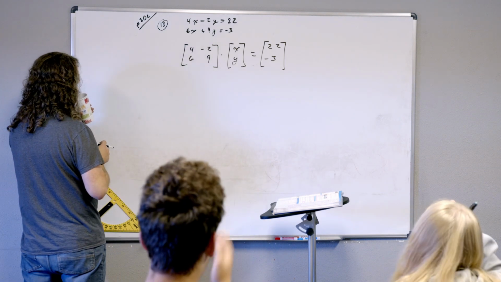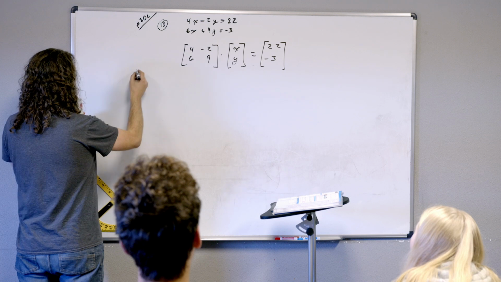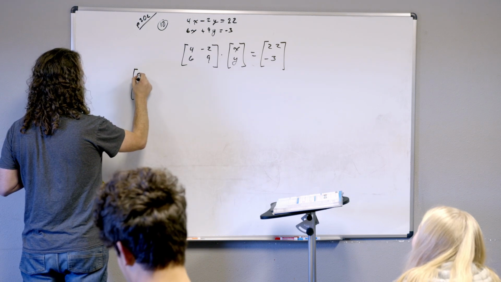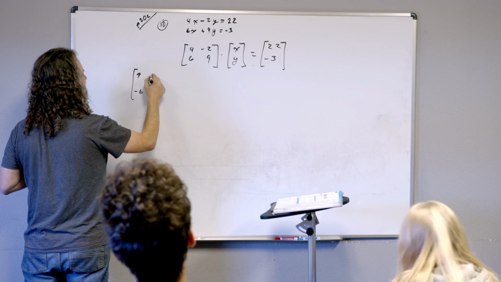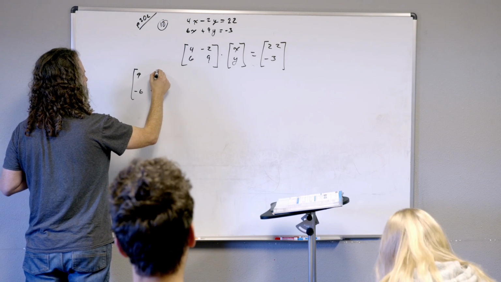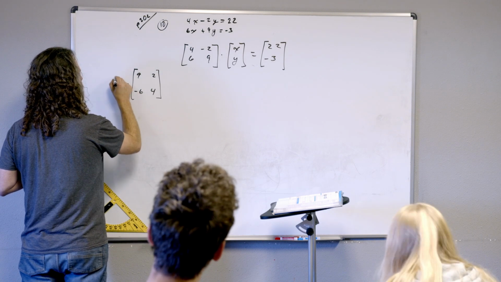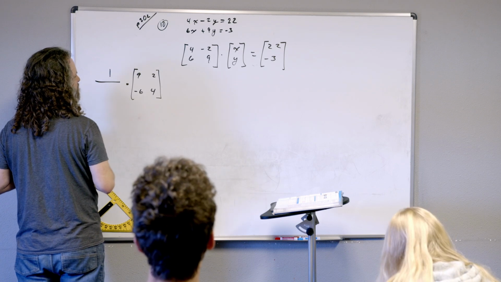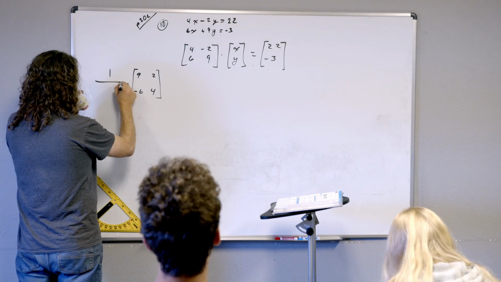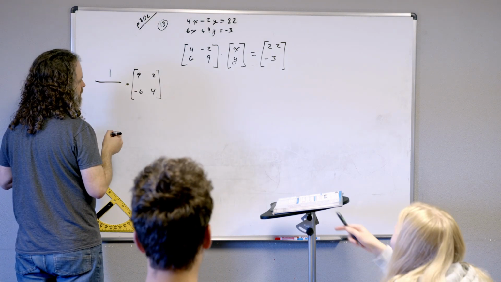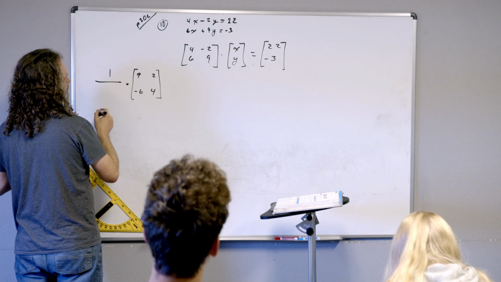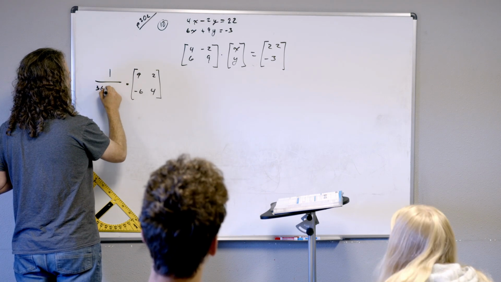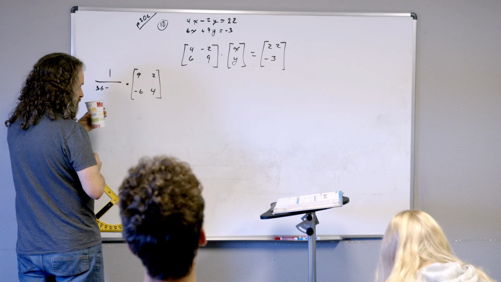So how do we do that? We switch the A and the D and switch the signs of B and C. What is it called again? The determinant. 1 over the determinant, right? What's 4 times 9? 36. 36 minus 6 times negative 2.